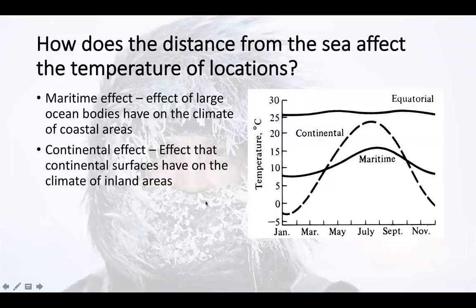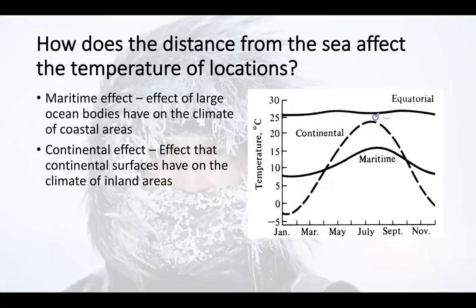Number one, this is called the maritime effect, where the effect of large ocean bodies have on the climate of coastal areas. Secondly, you have the continental effect, the effect that continental surfaces have on the climate of inland areas.